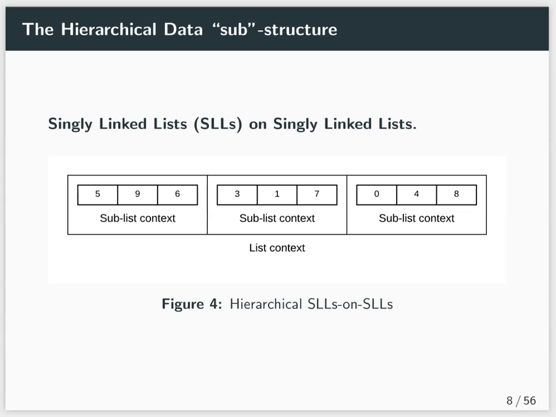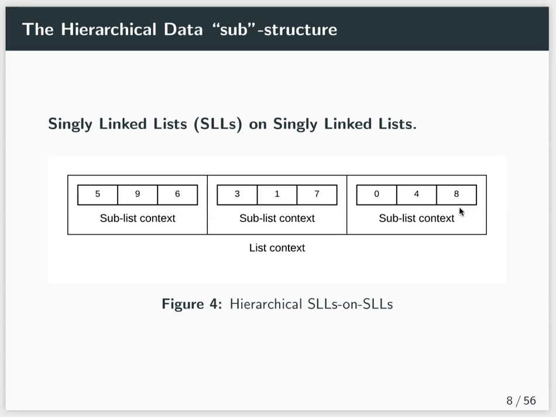The list-on-list paradigm is very simple. We divide the entire list into sublists. These are the sub-context, and this is the overall list context. So when an element is chosen, for example 8, it can be moved to the front of the list within the sublist, and then the entire sublist can be moved to the front of the overall list.